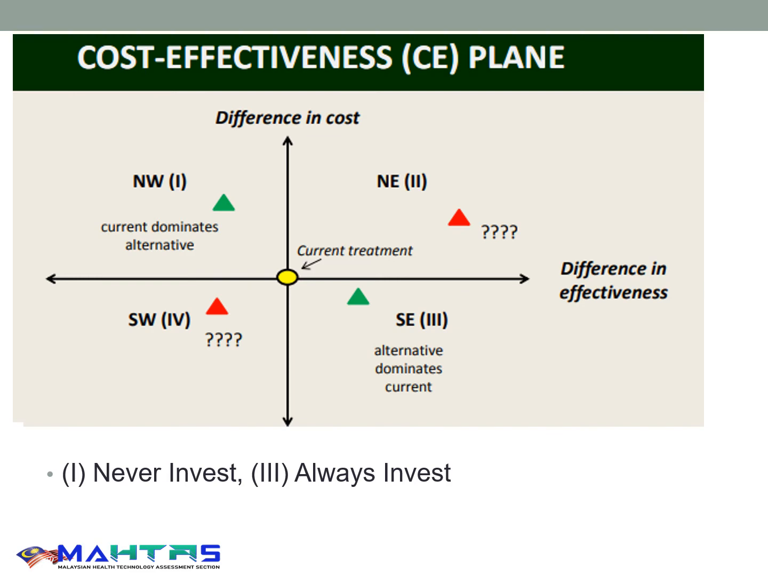Now, what we need to decide is if the new technology is less costly and less effective, which falls into the SW quadrant, or if the new technology is more effective and more costly, which falls into the NE quadrant. This we need to decide based on the threshold, or the willingness for us to fund the particular new treatment.